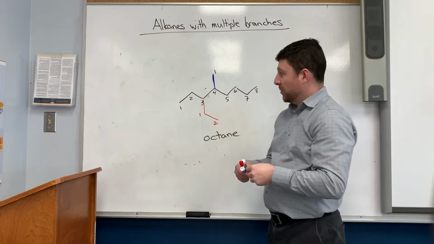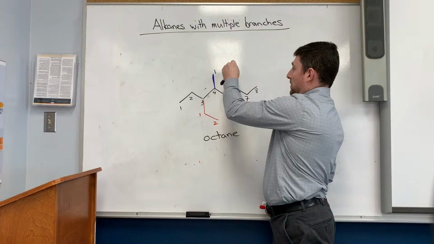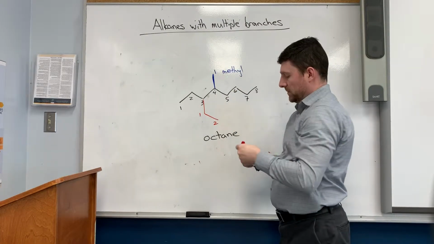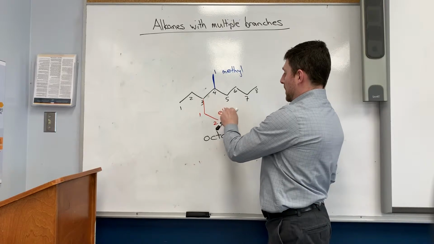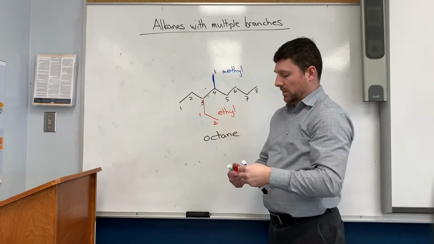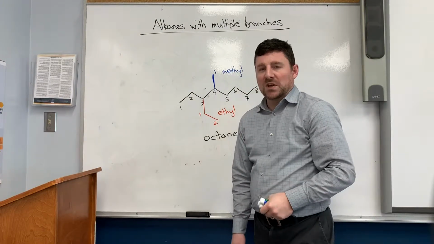Right? And then we have to put our branches in. So what are our branches called? Well, this is only 1 carbon long, so it's methyl. This one's 2 carbons long, so it's ethyl. And here's where the rules come in.